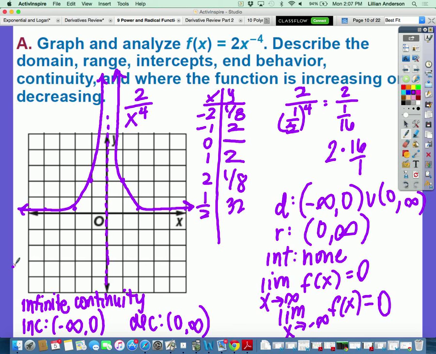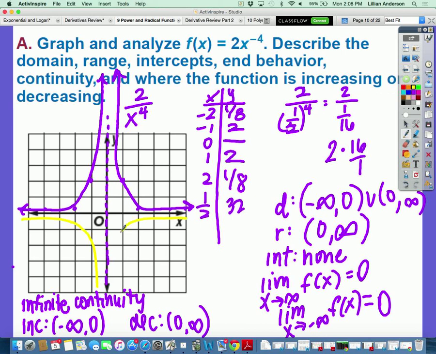Questions? What if a was negative? It would flip over the x-axis. So in this case a is positive, if a was negative, it would be flipped over the x-axis. Would the domain change? What about the range? What would the range be if it was flipped over the x-axis? Negative infinity to 0. Would there be any intercepts? No.